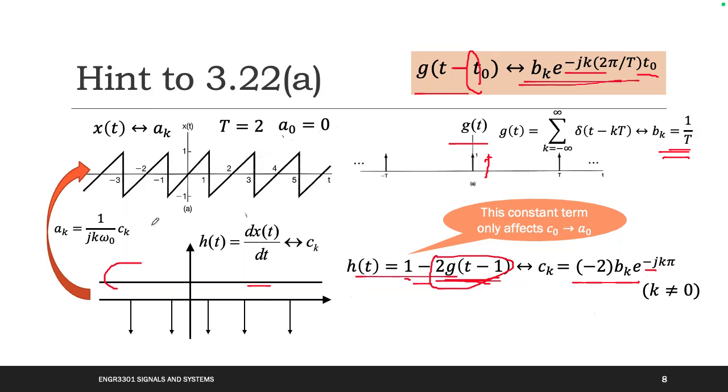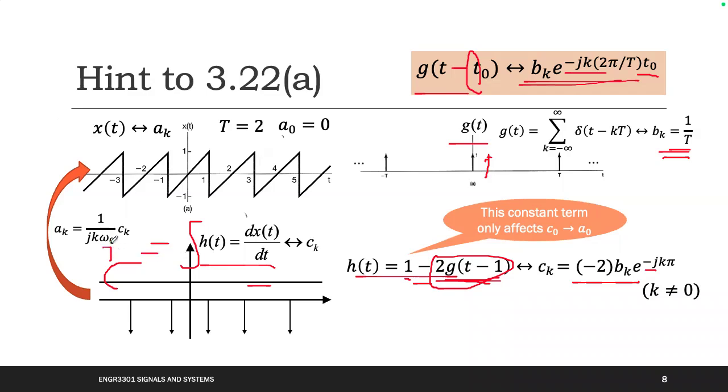And then let's talk about how to get a_k. You can see c_k is what you get by taking the derivative. And if you want to find a_k, which means the x(t), we should integrate h(t) to equal x(t).